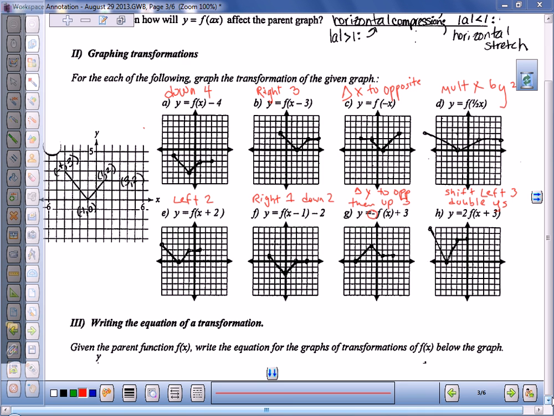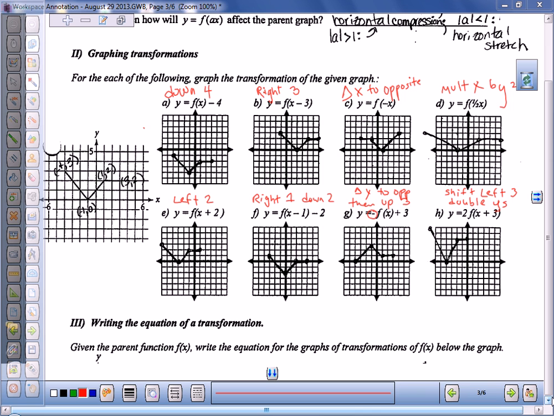Reflection over the y. So C is a reflection over the y. Does it look like from this one to this one that I reflected it over the y? Yeah. D. We have f of, in parentheses, 1/2 x.